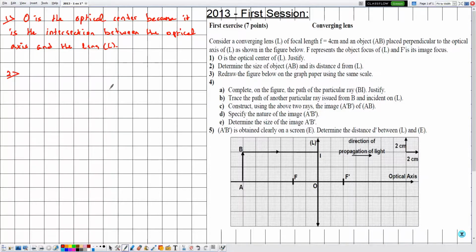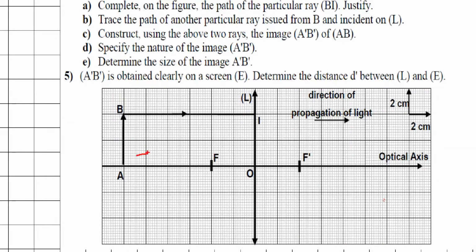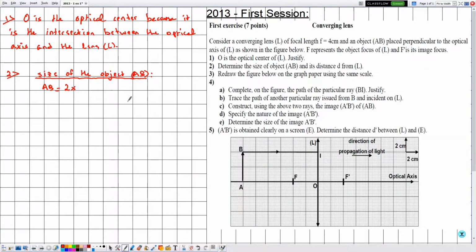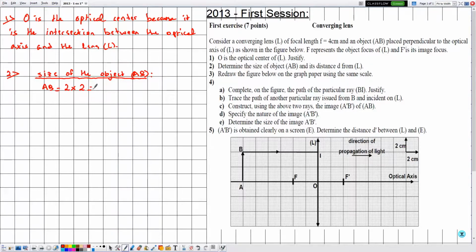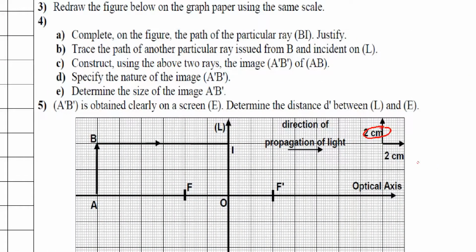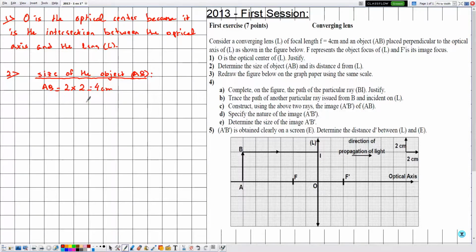Now in number 2 they are telling me to determine the size of the object AB and its distance D from L. So let's start by calculating the size of the object. AB consists of 1 to 2 divisions, and we multiply by the scale along which we have counted the number of divisions, which is the scale along the y-axis. This will give me 4. Since the scale is in centimeters, the value of AB will be in centimeters. Always, all quantities in physics must have a unit. And finally, it's a good habit to write our final answer in a box to make it easier for the corrector to notice our correct answer.